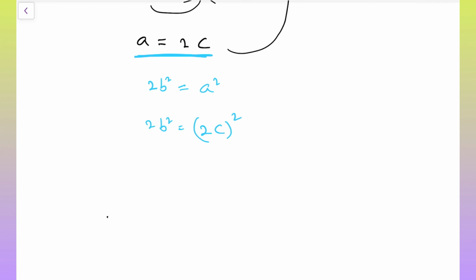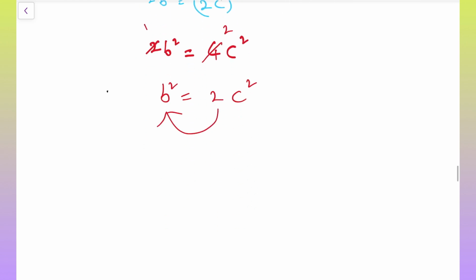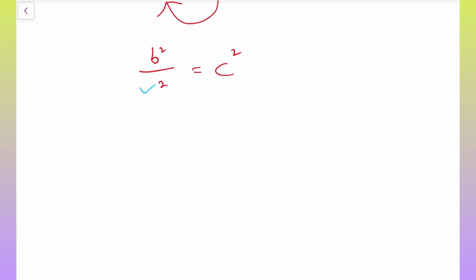Now 2b square is equal to, what is the value of 2c whole square? 4c square. 2 ones are 2, 2 twos are 4. Then we remain with b square is equal to 2c square. Now take this 2 to the left side. So we will get b square by 2 is equal to c square. Then how can this b square by 2 be read? 2 divides b square.